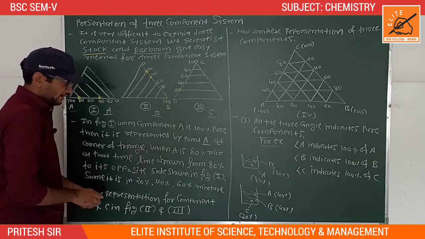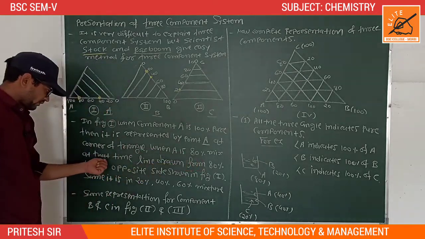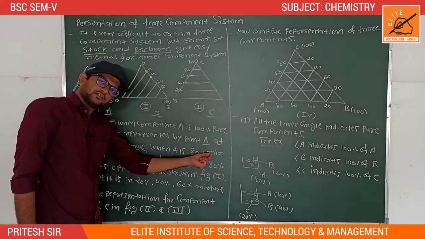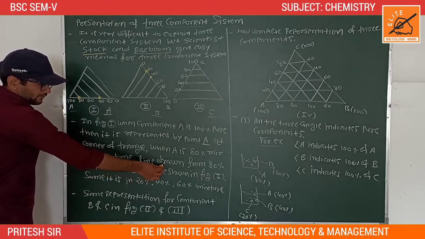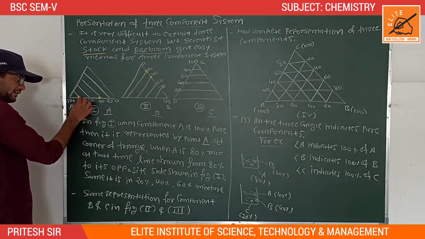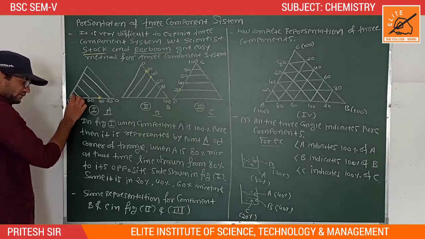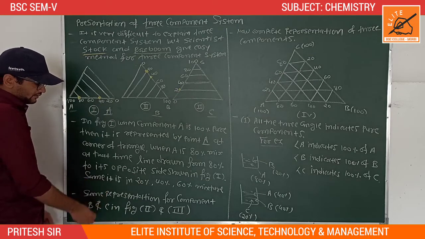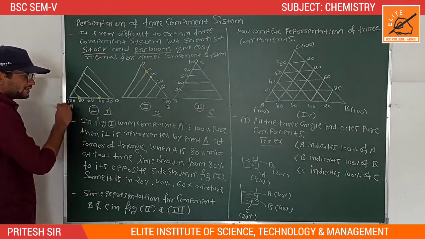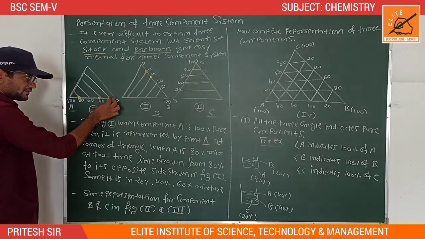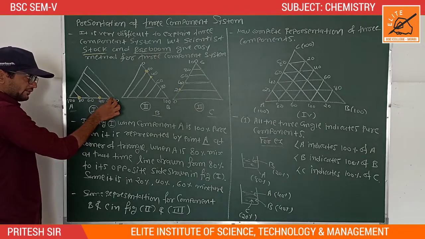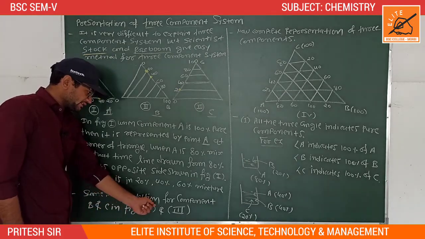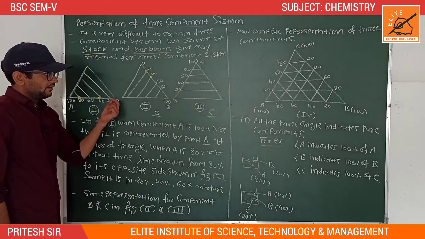And when A is 80% mixed with another component, at that time a line is drawn from 80% to the opposite side. It is shown in the figure. Same as for 20%. Suppose A is present at 20%. At that time, this point indicates 20%, and a line is drawn to the opposite side of the triangle. Same as the representation of components B and C, as denoted in the figure.